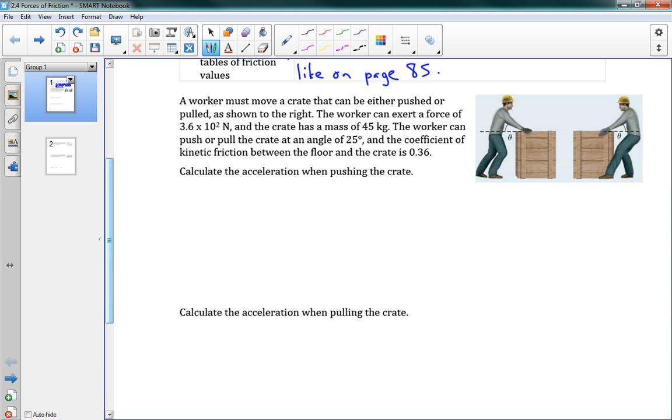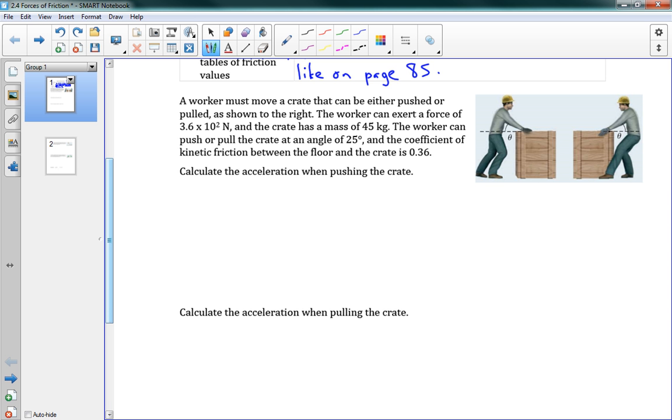It says a worker must move a crate that can be either pushed or pulled, as shown to the right. The worker can exert a force of 3.6 times 10 to the 2 newtons, and the crate has a mass of 45 kilograms. The worker can push or pull the crate at an angle of 25 degrees, and the coefficient of kinetic friction between the floor and the crate is 0.36. And we want to first find the acceleration when pushing the crate.